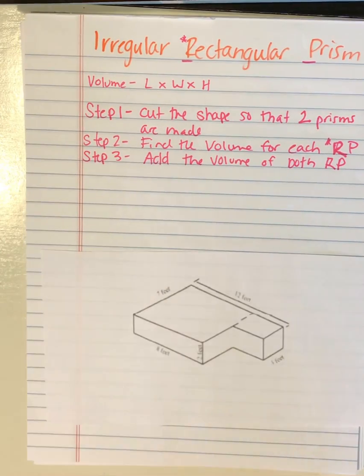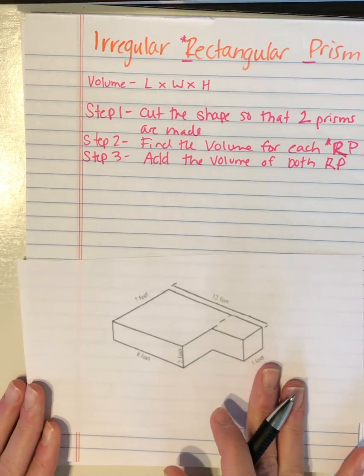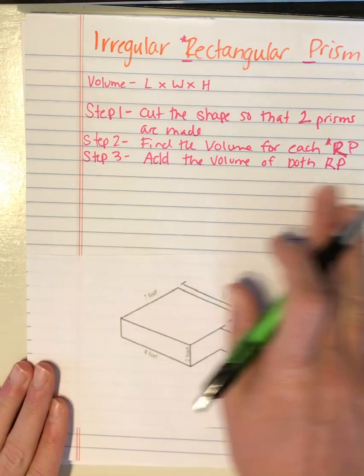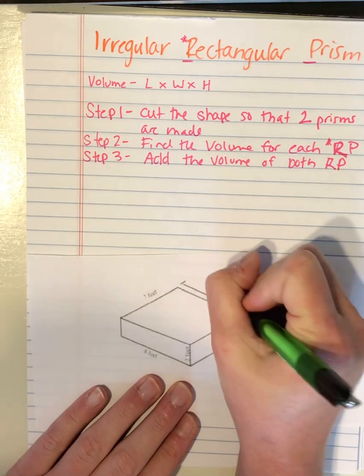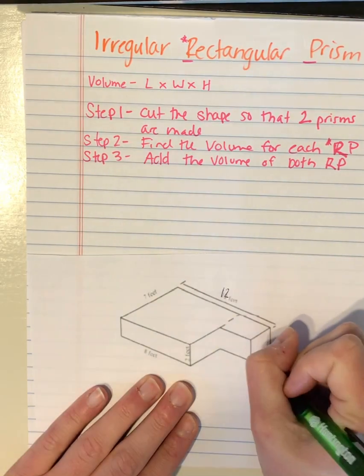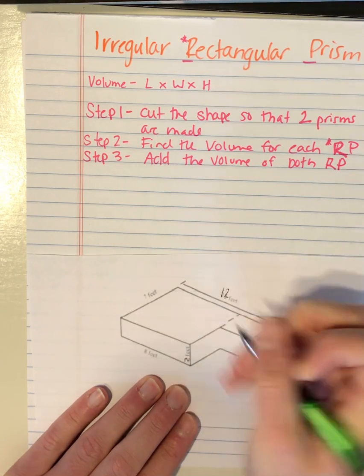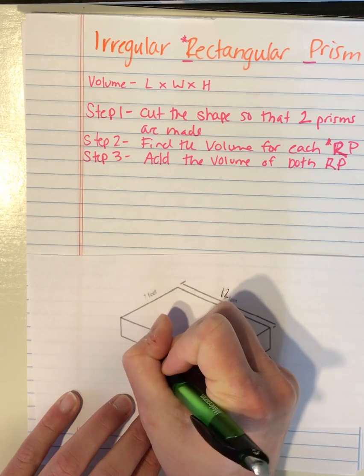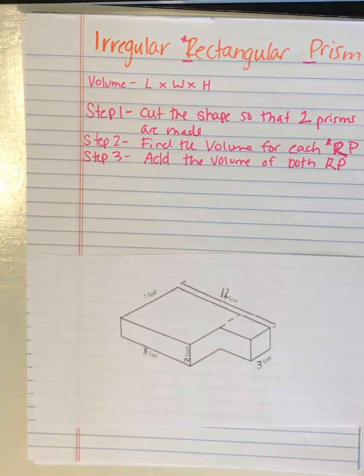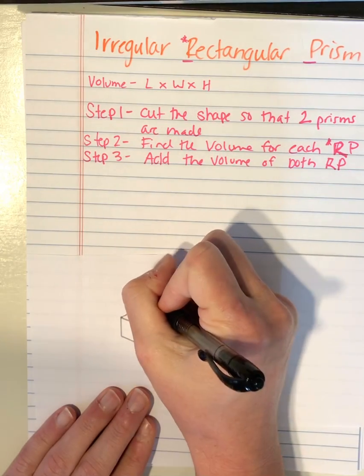Okay, I am going to make these a little bit darker because I'm not quite sure if you can see these. I'm going to leave my 3 steps here. I have 12 feet, 3 feet, 2 feet, 8 feet, and the last one is 7 feet.